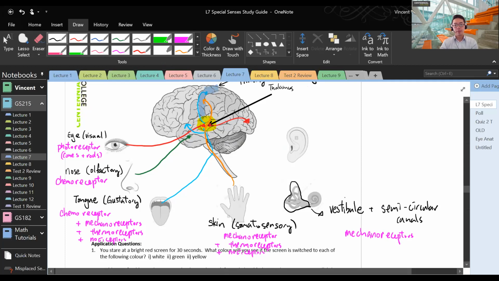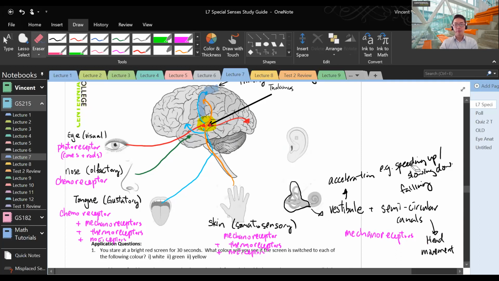And the vestibule is for acceleration. So, for example, speeding up or slowing down in a car, right? Falling, right? And so when you're on your roller coaster, your vestibule is very active, detecting the falling, going down, going up. Whereas the semicircular canal is for head movement. We talked about that already.